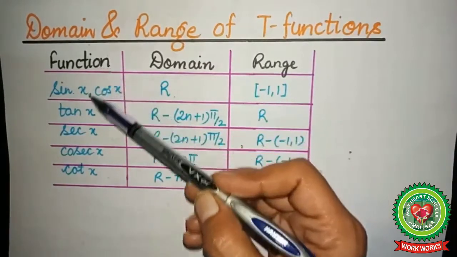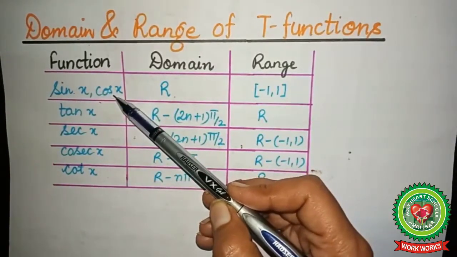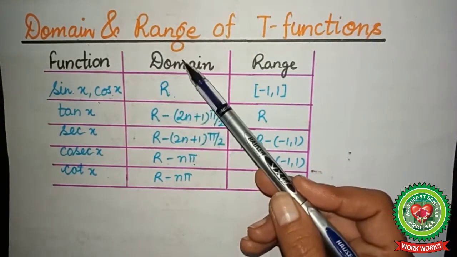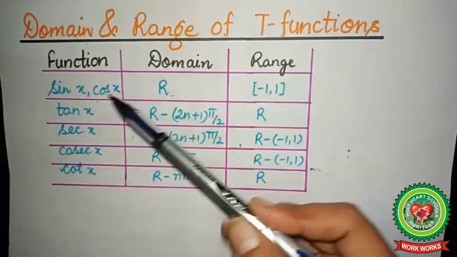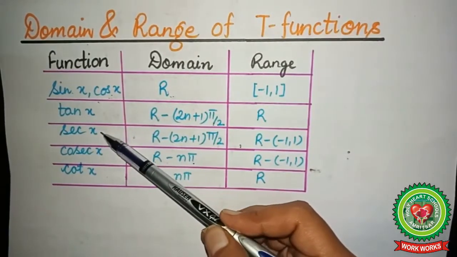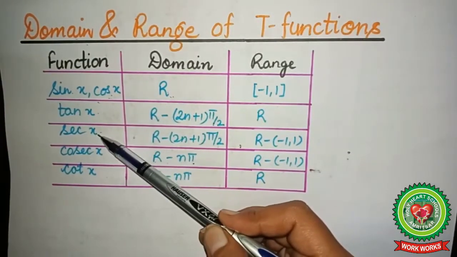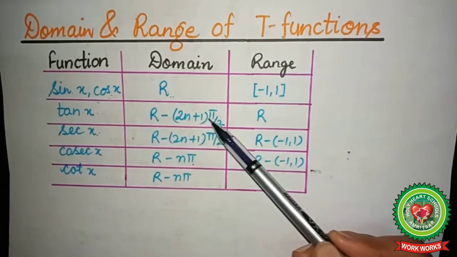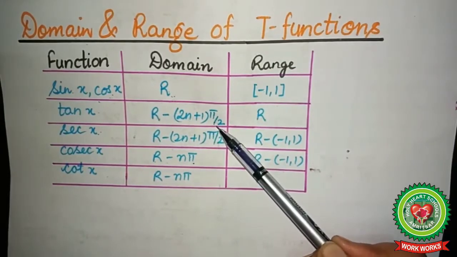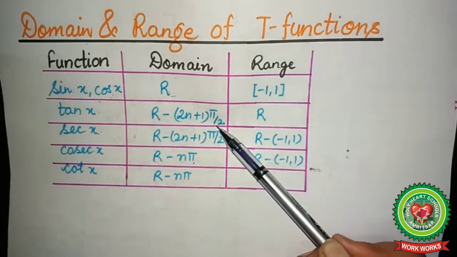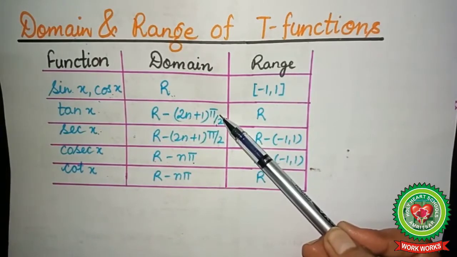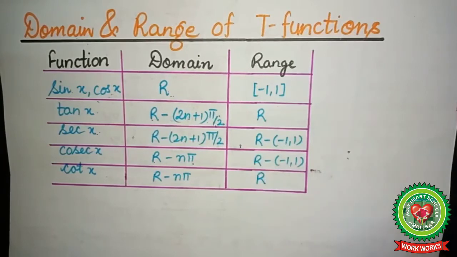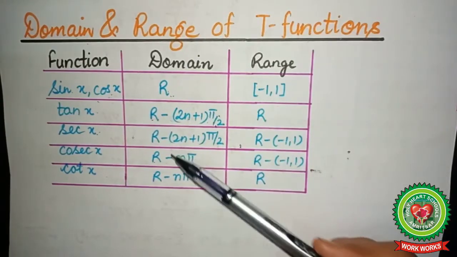So first of all, the functions sin x and cos x. These two functions are defined for all the real values, so their domain is R. Next is tan x and secant x. These two functions are defined for all the real values except at the odd multiples of 90 degrees. So it becomes infinite at the odd multiples of 90. So the domain is R minus (2n plus 1) into pi by 2. Similarly for secant x.